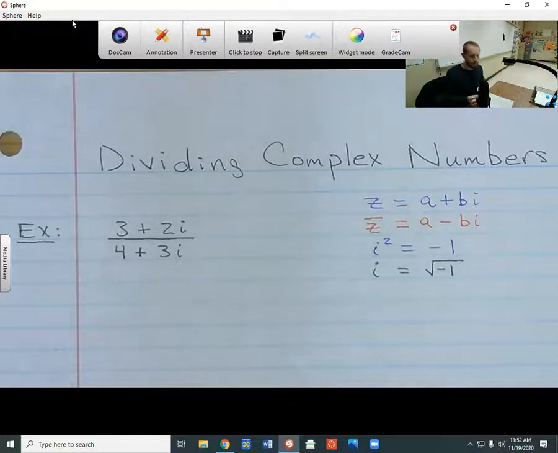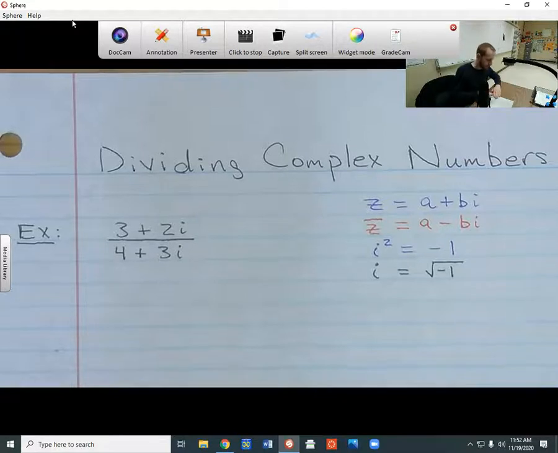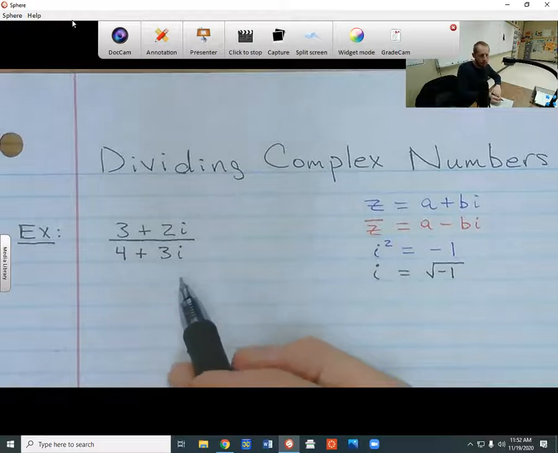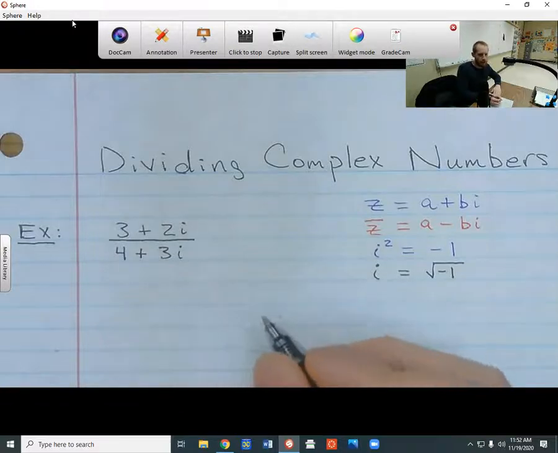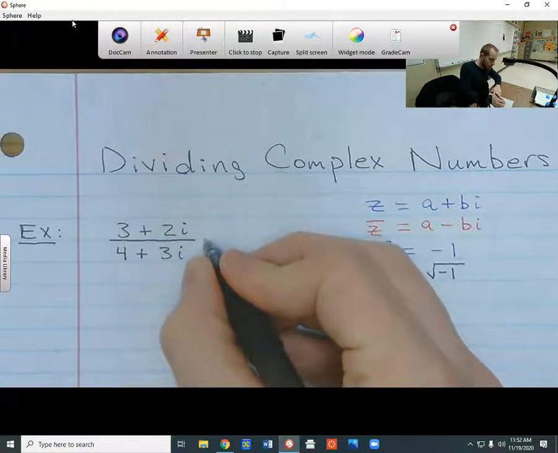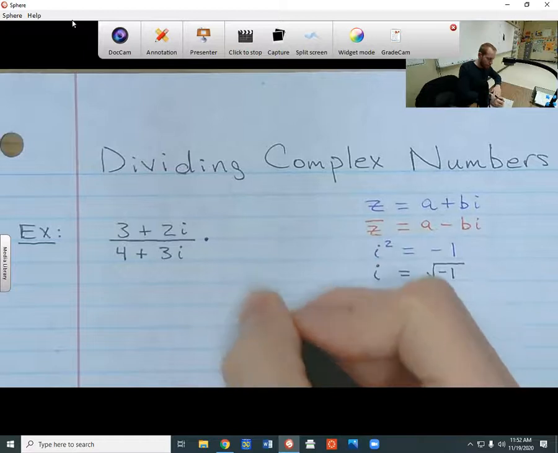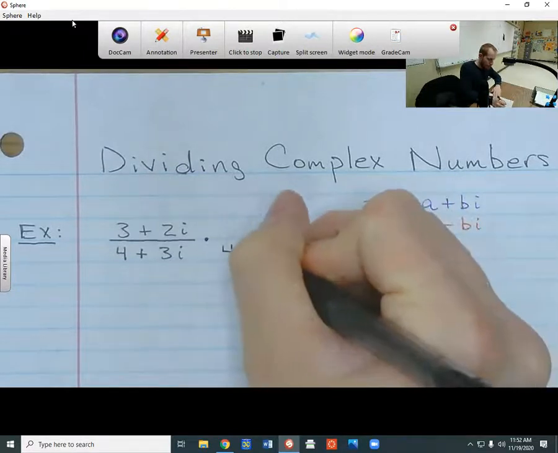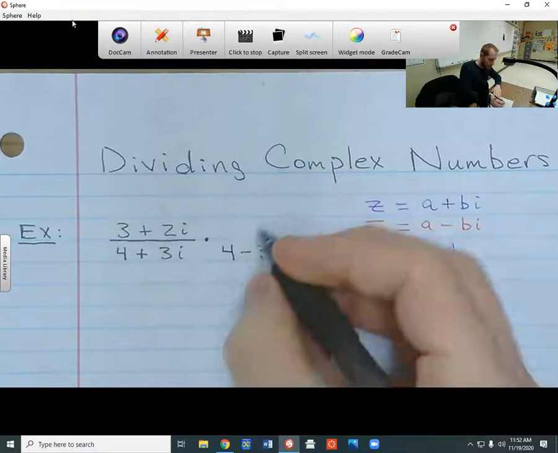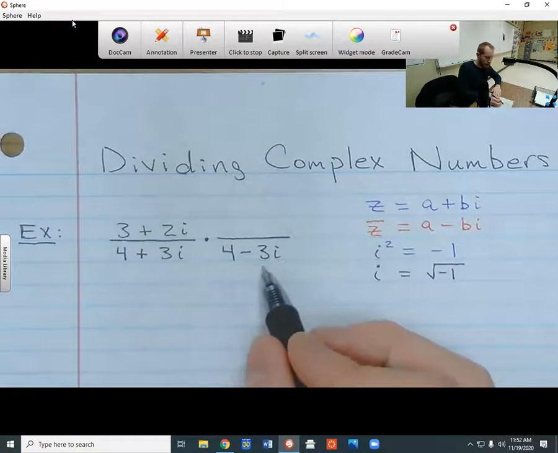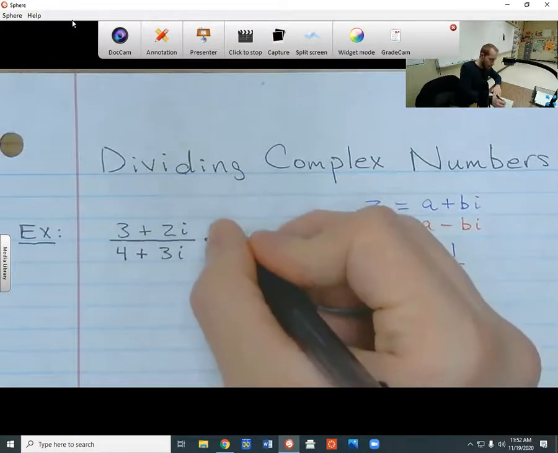Looking at the bottom of the fraction, I have 4 plus 3i, and I want to find the complex conjugate of 4 plus 3i. That's going to end up being 4 minus 3i. So I'm going to multiply the top and the bottom by 4 minus 3i. I put 4 minus 3i at the bottom, and I'm going to put 4 minus 3i at the top.